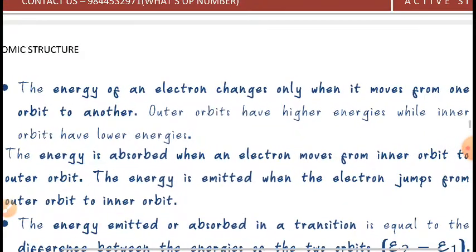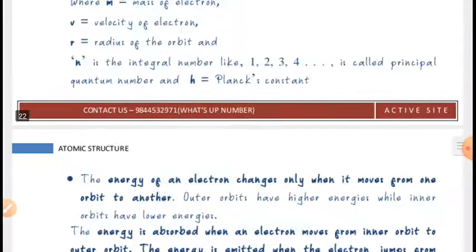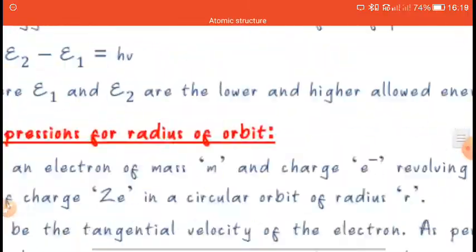Now next, what he says: the energy of an electron changes only when it moves from one orbit to another. Okay, the outer orbit has higher energy while the inner orbit has lower energy. And one more thing, energy is absorbed when an electron moves from inner orbit to outer orbit, and energy is emitted when the electron jumps from outer orbit to inner orbit. Let me tell you what he wants to say. We will see here.